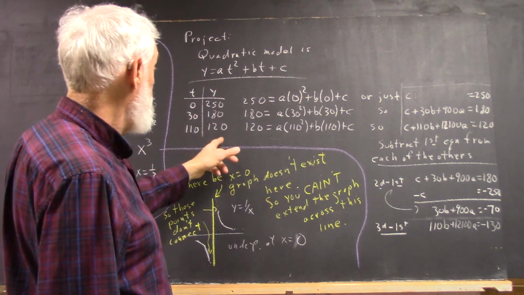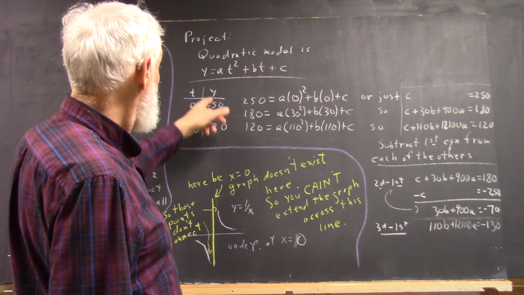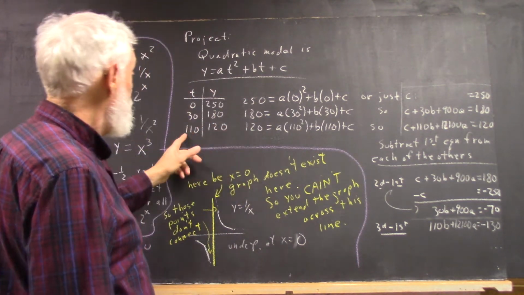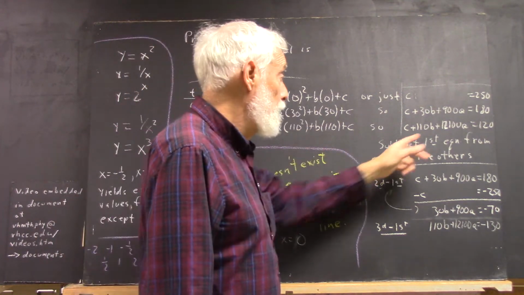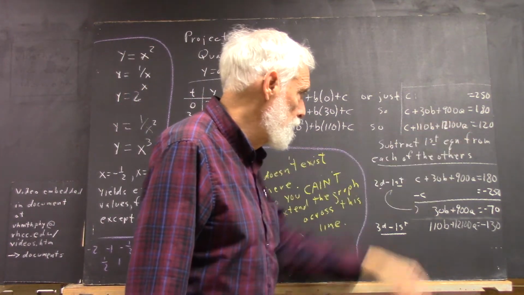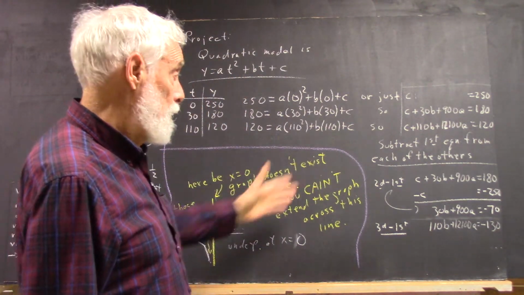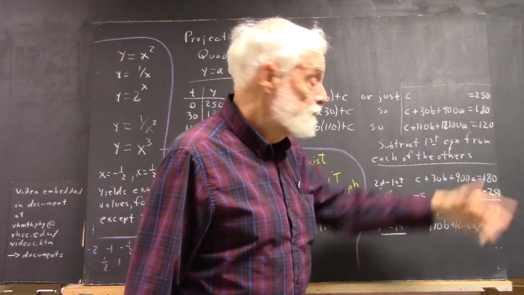And then for 110 and 120, I do the same thing. Y is 120, so that goes here. T is 110, so that goes here and here. 110 squared is 12,100, which isn't written very well here, but that's what it says. And here's what we get.